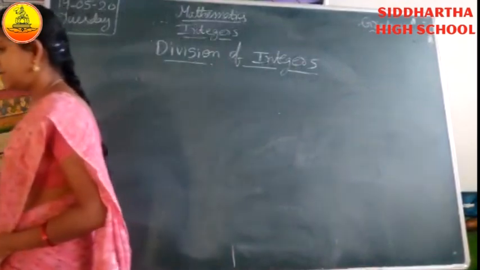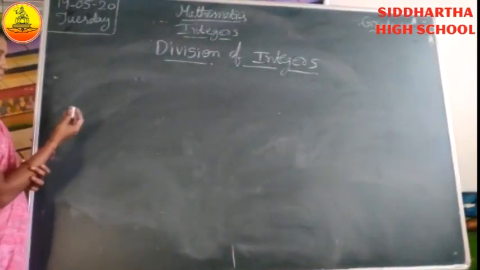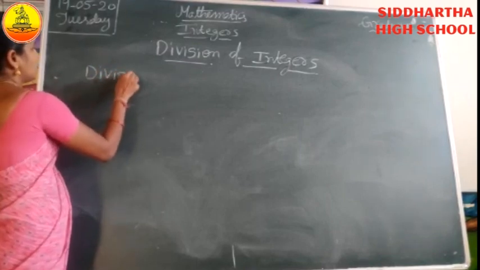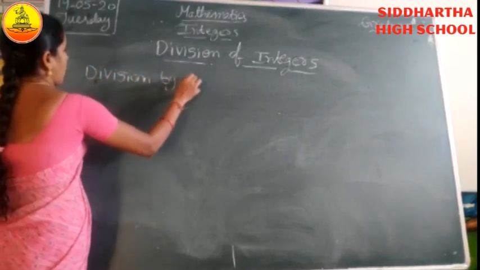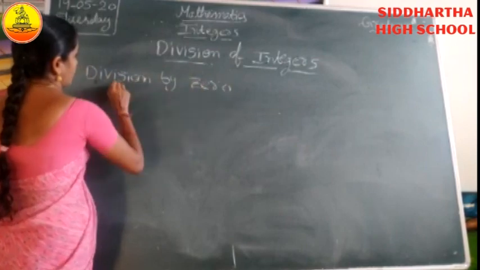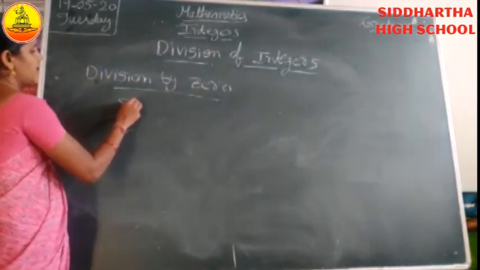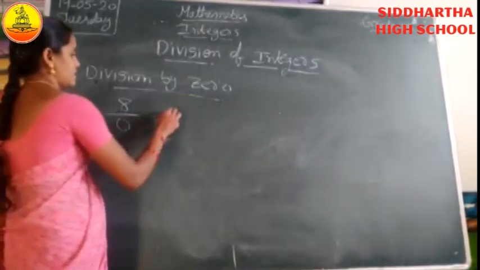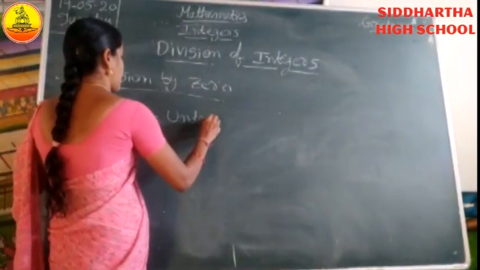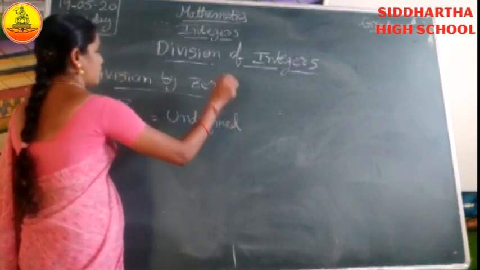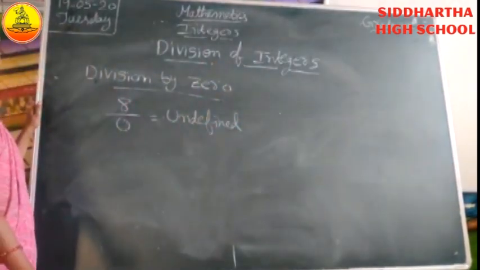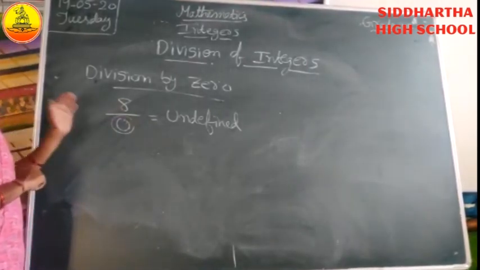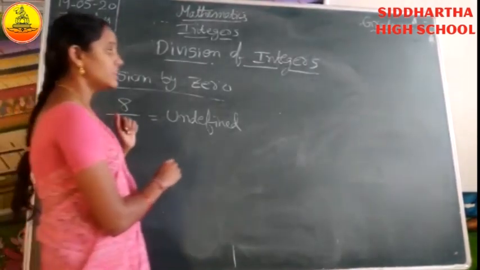Now, division by 0. Some properties are there. If you divide any number by 0, then the result is undefined. We cannot say. The value is not defined. If the denominator is 0, the value is not defined because we cannot divide any number by 0.